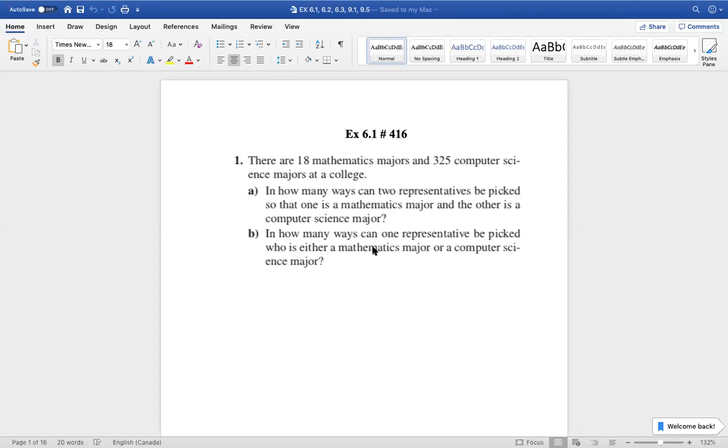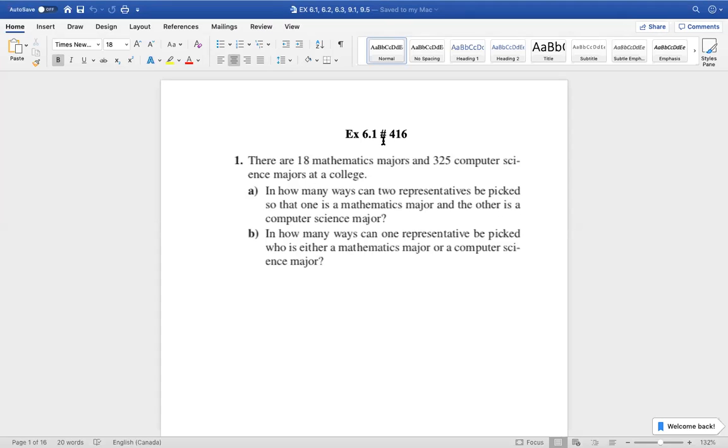So in this tutorial, we will be covering 6.1, 2, 3, 9.1, and 9.5. So 5 exercises we will be covering. So let's get started with 6.1.